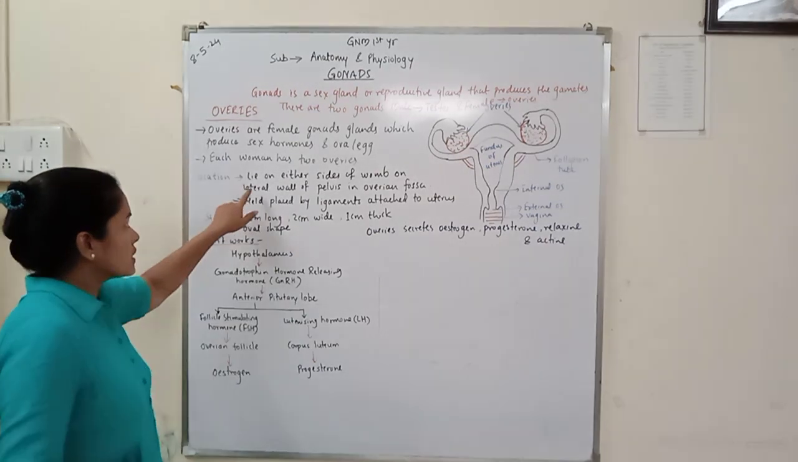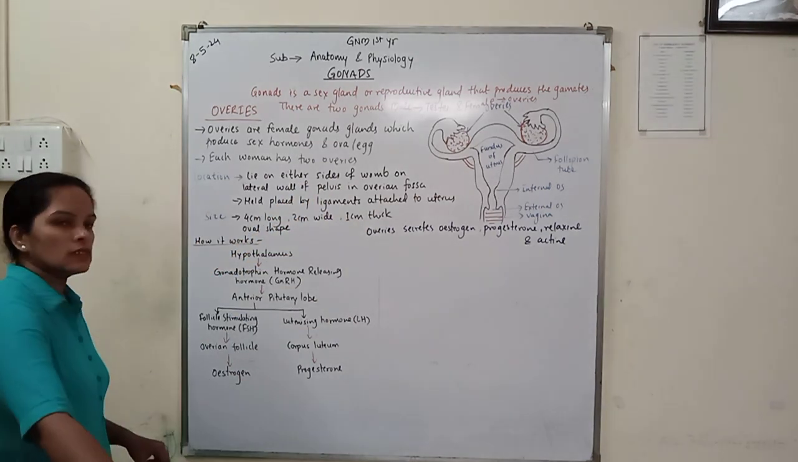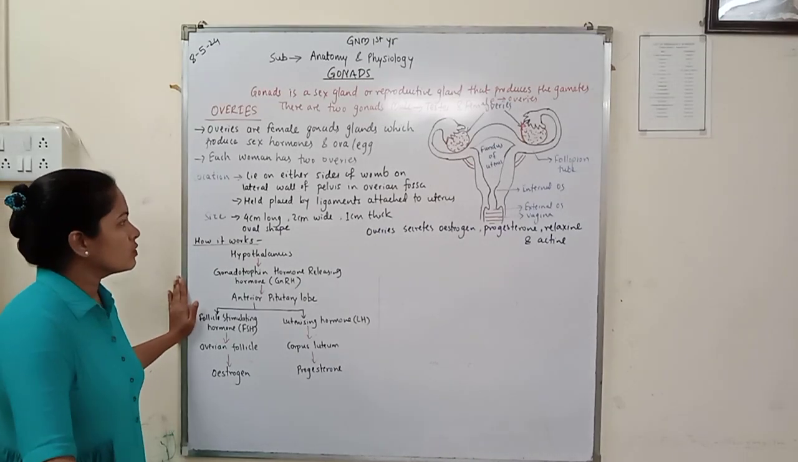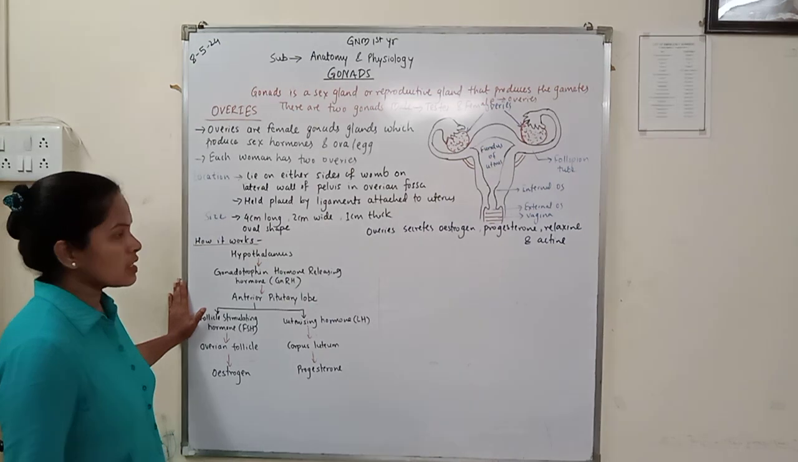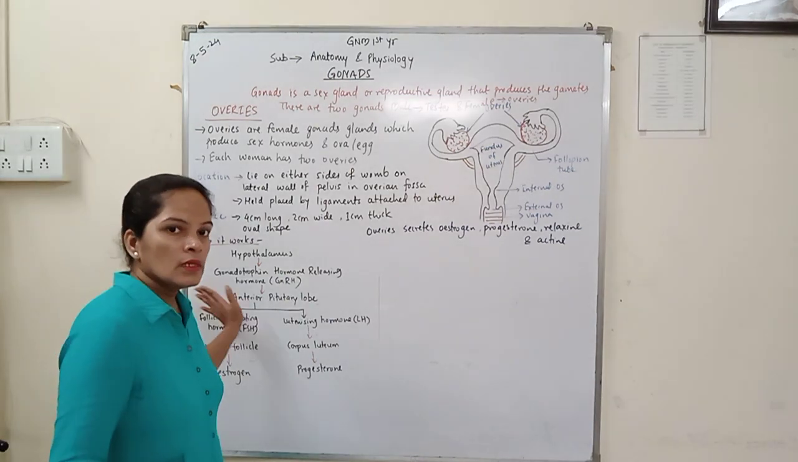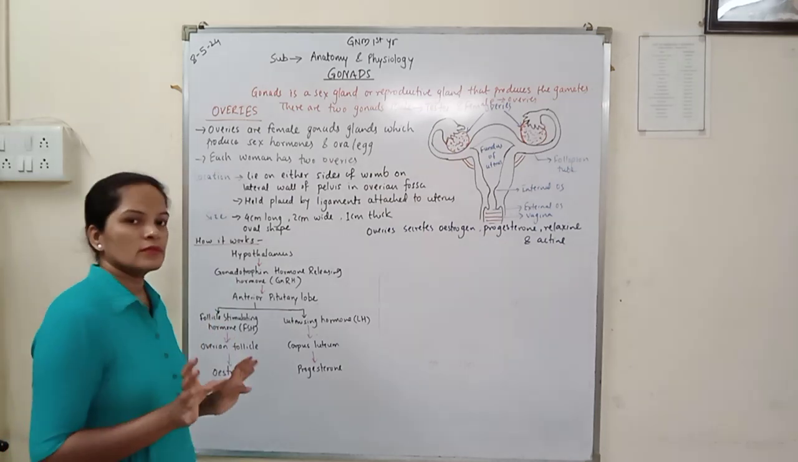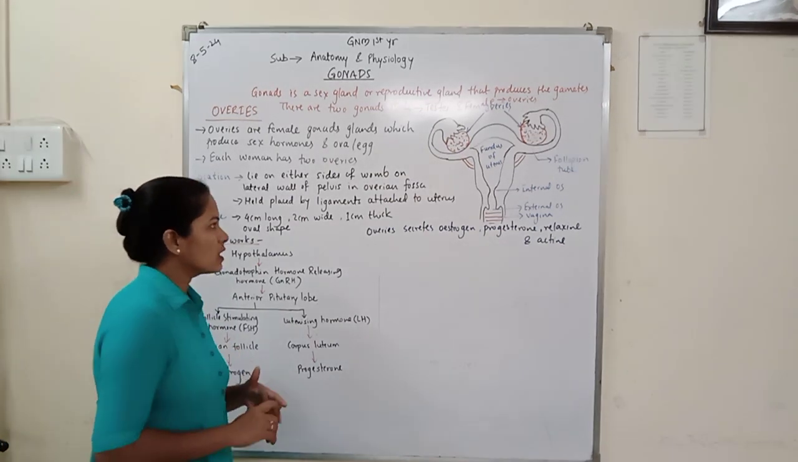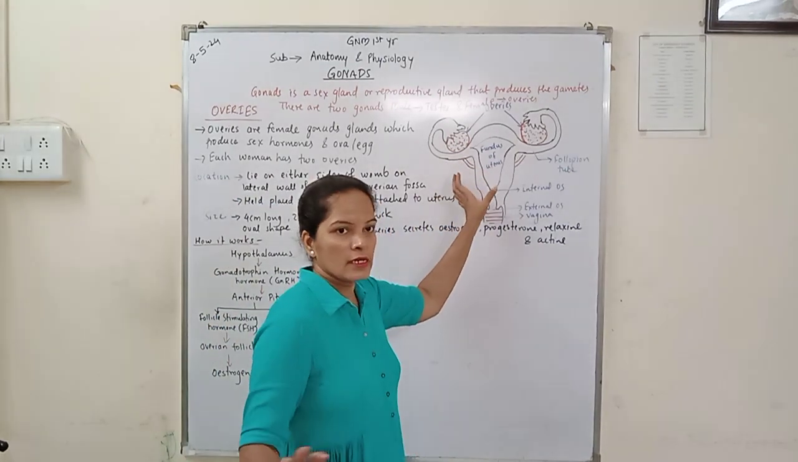Location: they lie on either side of the womb. Womb means what? It is the uterus. They lie on either side of the womb on the lateral wall of the pelvis in the ovarian fossa. Where are they situated? In the ovarian fossa, on the lateral sides of the uterus. They are held in place by ligaments attached to the uterus. How are they attached to the uterus?